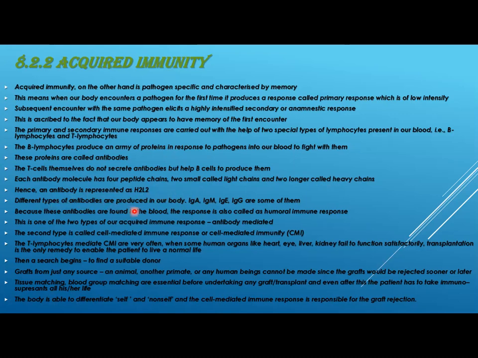Different types of antibodies are produced in our body. IgA, IgM, IgE, and IgG are some of them. Because these antibodies are found in the blood, the response is also called the humoral immune response. This is one of the two types of our acquired immune response, the antibody mediated response. The second type is called the cell mediated immune response or cell mediated immunity.